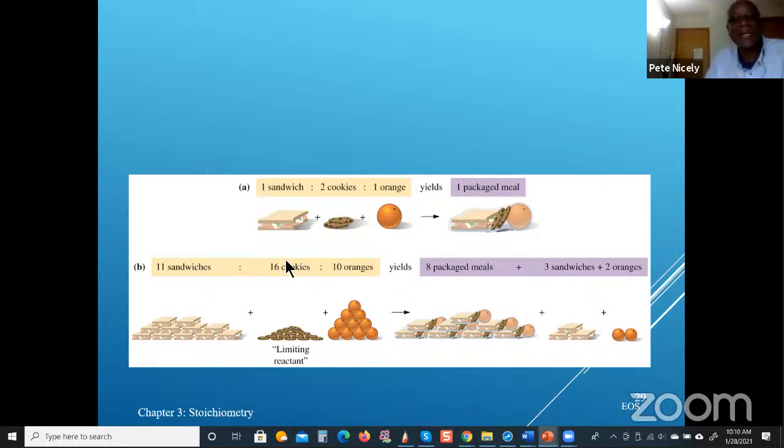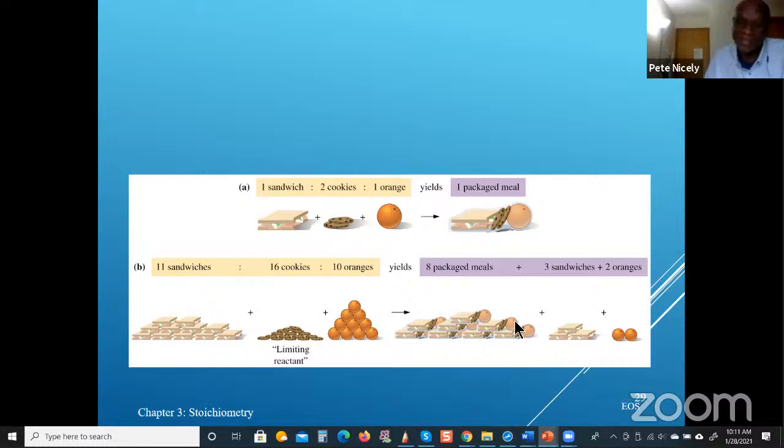Now, if you look at things from the standpoint of the cookies, you'll see that for 16 cookies, you're going to need 8 sandwiches and 8 oranges. So all the cookies will be used up. You're going to have some sandwiches left over. Actually, you're going to have 3 sandwiches left over because 8 of them will be used up. And here, 8 of the 10 oranges will be used up, so you'll be left with 2 oranges.